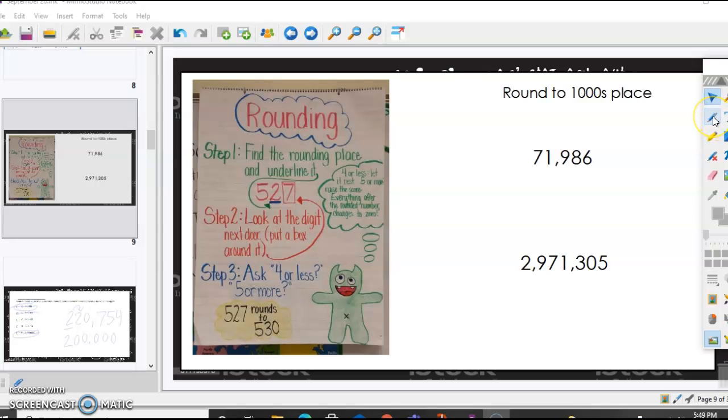All right, to remember how we round, we sing a song. It goes like this. Find the place, look next door, 5 or more, you raise the score.